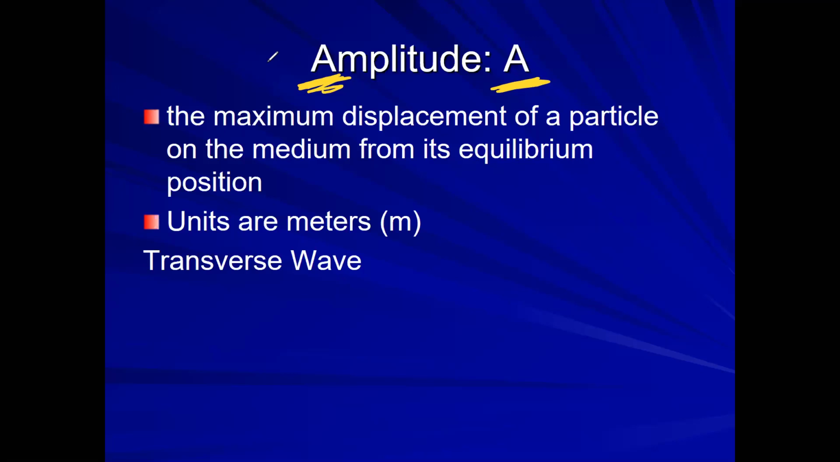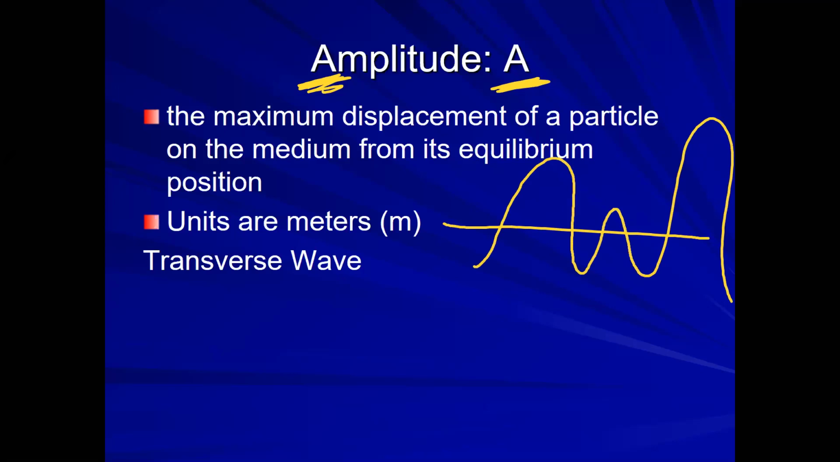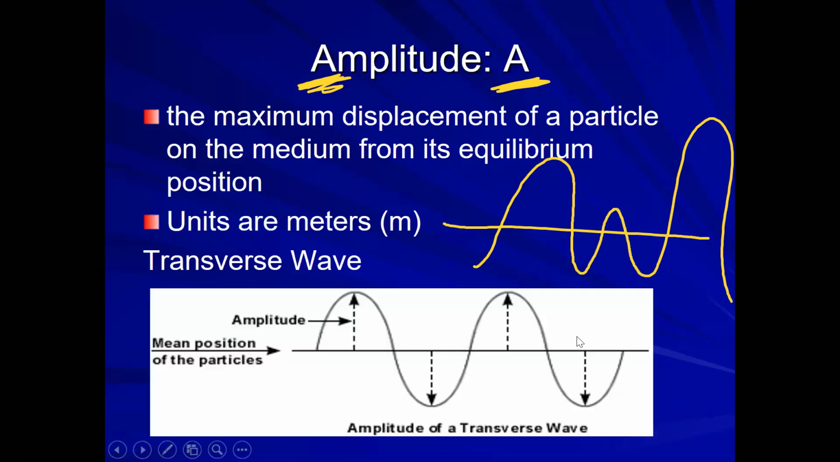So we say displacement of the particle, but it just means if you have a line and that's your origin, it's just how high it goes over the line. So amplitude. Let's look at it for a transverse wave. All right, so this is the amplitude. That's what I was telling you about.